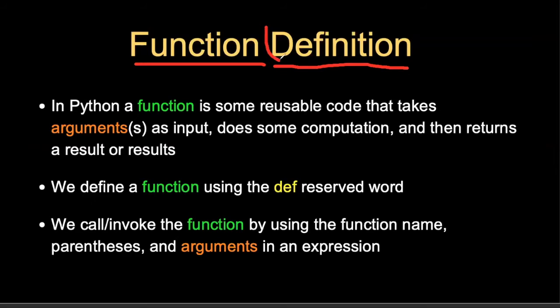So definition is whatever you're defining. The signature of the function and the logic in the function all have to be there in order for you to define it. If you don't do that and you simply spell out what this function looks like from the shell level, it's what we call a function declaration. We're not declaring a function here, we're defining a function, meaning we're implementing the logic in there. So in Python, a function is some reusable code that takes arguments as input, does some computation, and then returns a result.